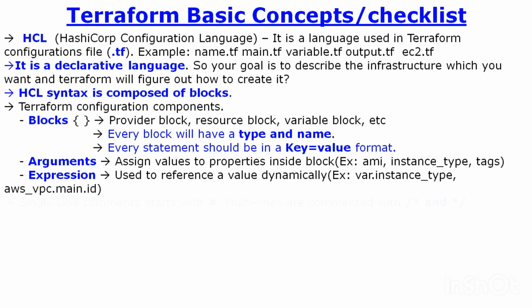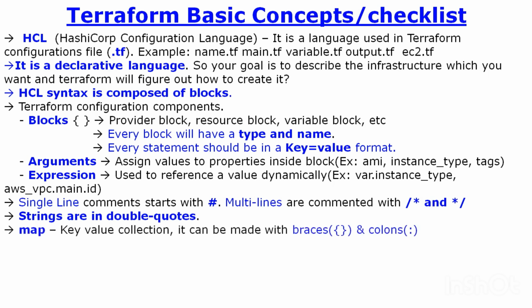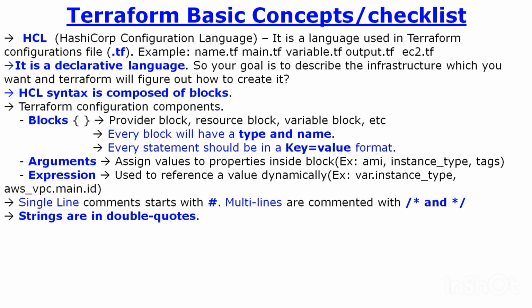Then we should know that in Terraform code, if you want to comment a single line, we can use hash, and multiple lines are commented with forward slash star and ending with star forward slash, and strings are in double quotes. For example, ami is equal to a value, and that value we put in double quotes.